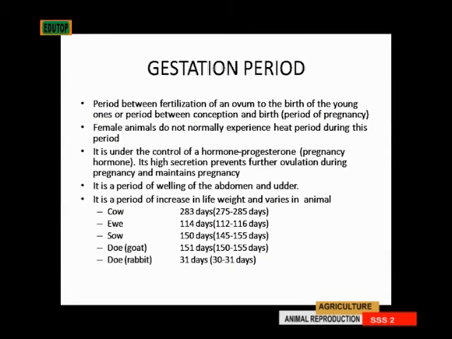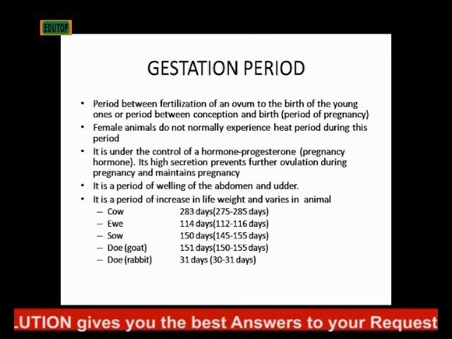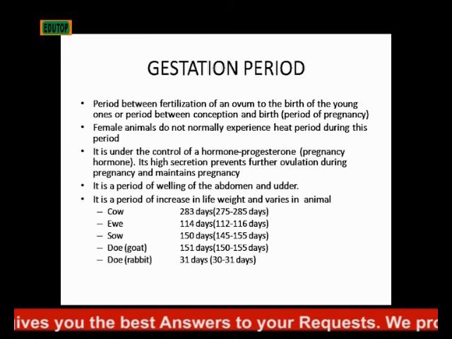Now the next reproductive term that we'll be discussing is the gestation period. The gestation period is the period between the fertilization of an ovum to the birth of the young one. So it is the period between conception and delivery, so to say, conception and the birth of the new one, or we call it the period of pregnancy. That is called gestation period. It's the same as the period of pregnancy.